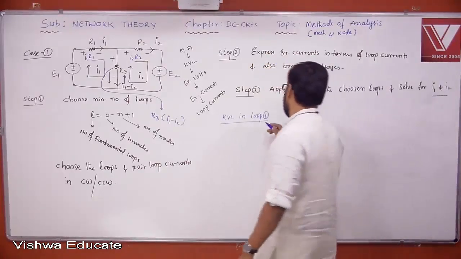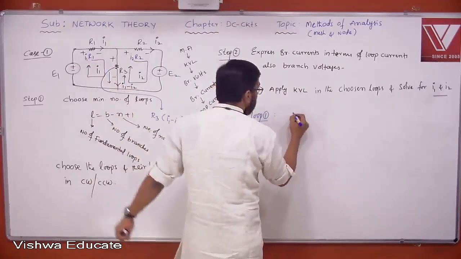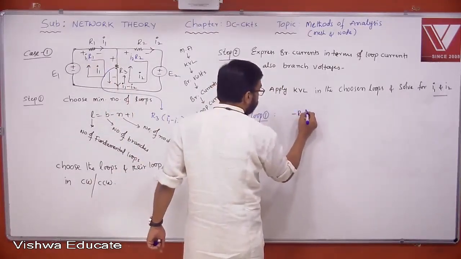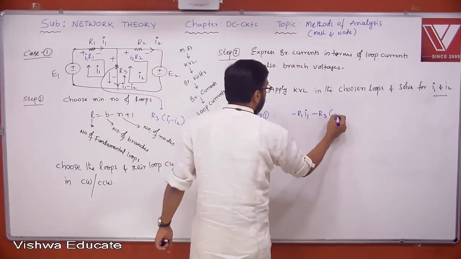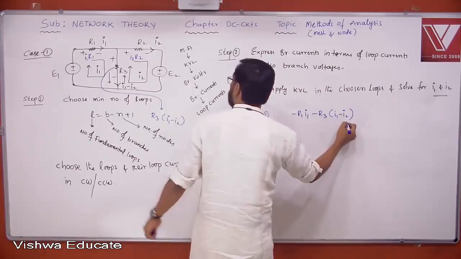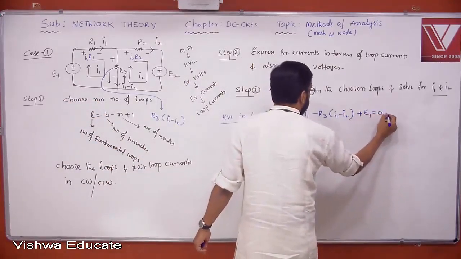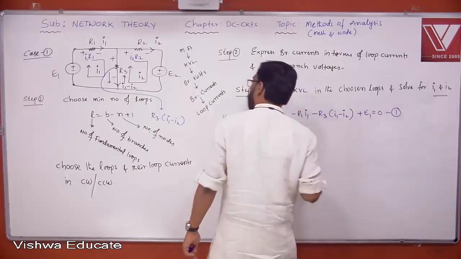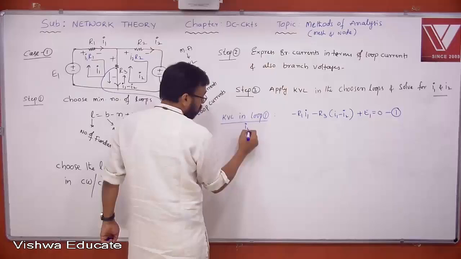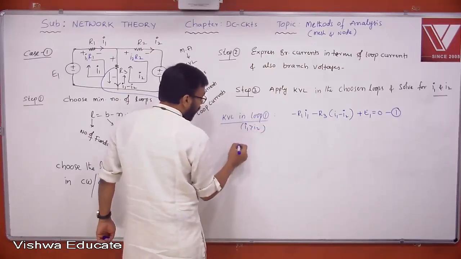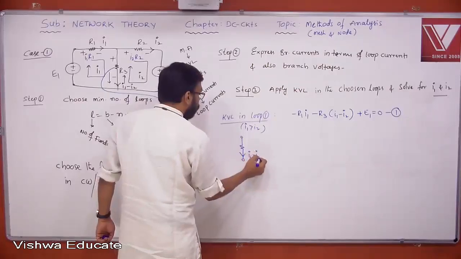Now look at this, KVL in loop 1. If you apply KVL in loop 1, what do you get here? Minus R1 I1 minus R3 into I1 minus I2 plus E1, yes or no, is equal to 0. This is the first equation. Now if you assume that I1 is greater than I2, then you get here I1 minus I2, yes or no?